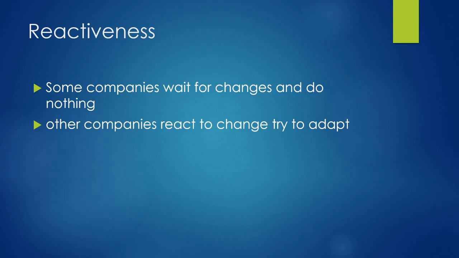Reactiveness: companies will wait for change, or some companies could adapt to change. If the company waits for change, they will wonder what happened and they just let it pass. Other companies who react to change try to adapt to this change by using tools to analyze the change that happened and then design strategies that will help the companies take advantage and overcome the threatening situations.